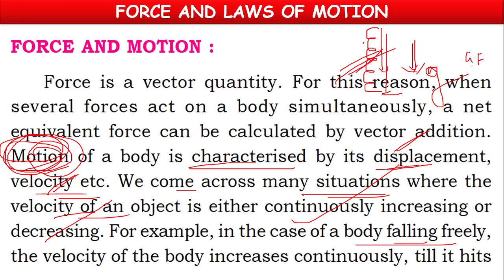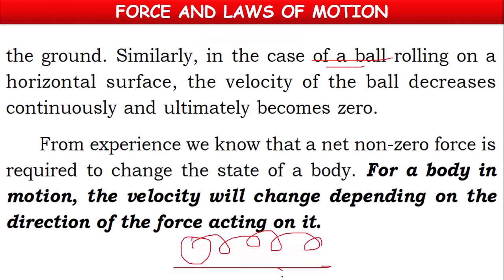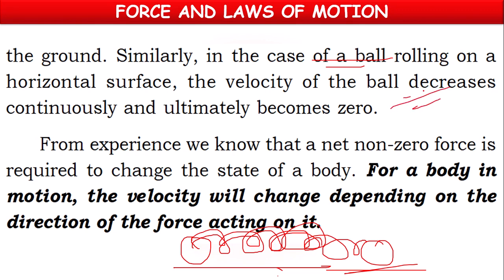So this is an example of increase of velocity in a body. The body is a freely falling body. In the case of a ball rolling on a horizontal surface, due to friction of the earth, its velocity will slowly decrease and finally become zero. Like that, in our real life, in so many objects, the velocity may be decreasing, the velocity may be increasing, sometimes the velocity becomes zero.